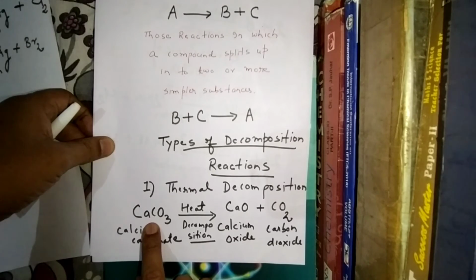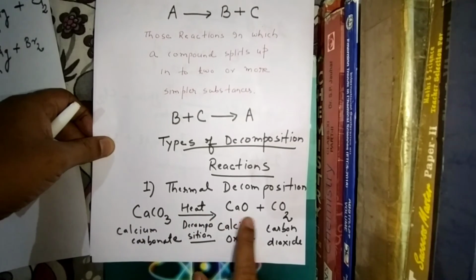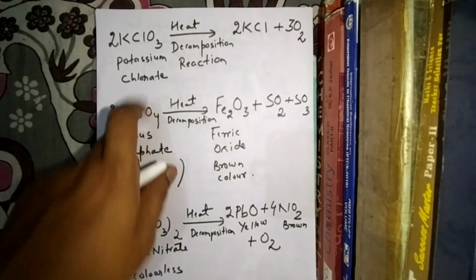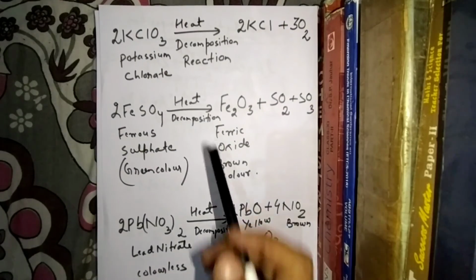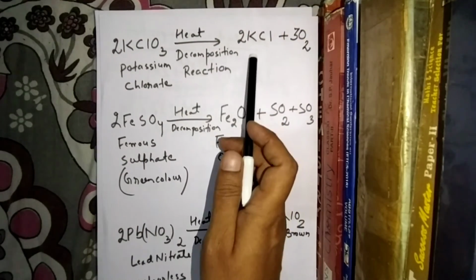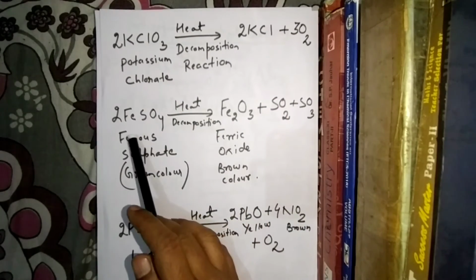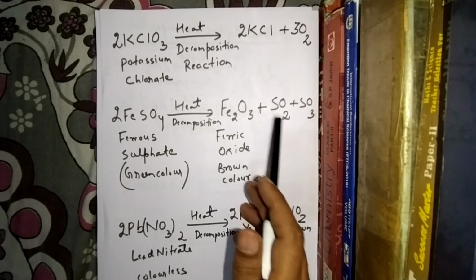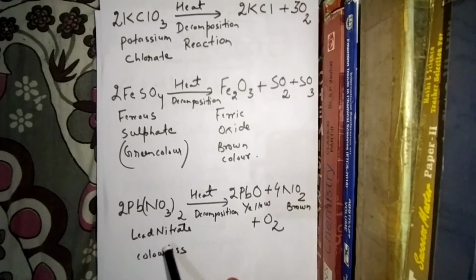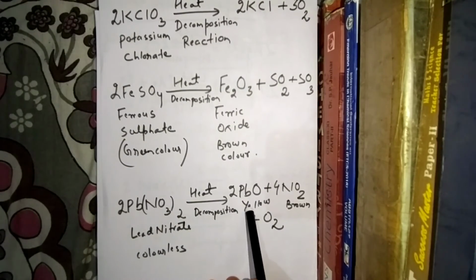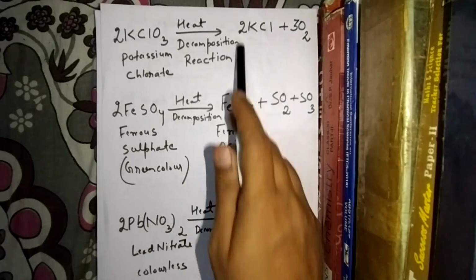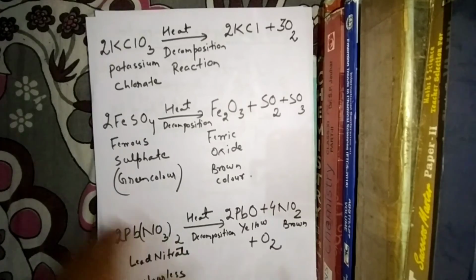We have this first example, कैल्शियम कार्बोनेट को जब हम हीट करते हैं तो कैल्शियम ऑक्साइड और कार्बन डाइऑक्साइड बनता है. ये सारे एग्जाम्पल हमने यहाँ पर पढ़े हैं. पोटेशियम क्लोरेट को हीट करते हैं तो पोटेशियम क्लोराइड बनता है, ऑक्सीजन गैस बनती है. आयरन सल्फेट को हीट करते हैं तो आयरन ऑक्साइड बनता है जिसे हम फेरिक ऑक्साइड बोलते हैं. सल्फर डाइऑक्साइड बनता है और सल्फर ट्राइऑक्साइड बनता है. लेड नाइट्रेट को जब हम हीट करते हैं तो लेड ऑक्साइड बनता है और नाइट्रोजन डाइऑक्साइड बनता है और ऑक्सीजन गैस बनता है. सो दीज आर एग्जाम्पल ऑफ थर्मल डिकम्पोजिशन रिएक्शंस.